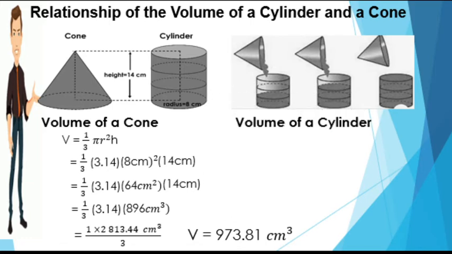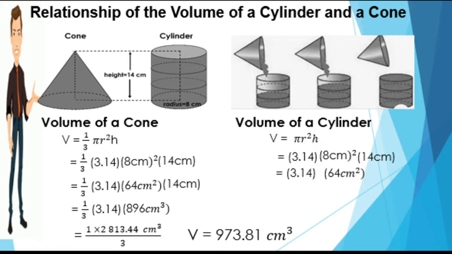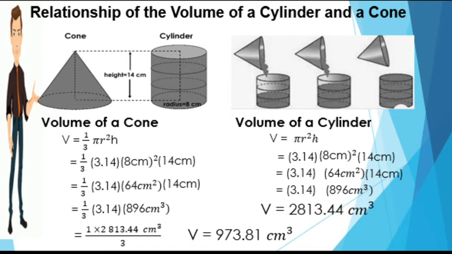Okay, for the volume of a cylinder. So, again, since the volume of a cone is only 1/3 pi r squared height, the cylinder has a formula of pi times r squared height. And to substitute, that is 3.14 times 8 centimeter quantity raised to the second power times 14 centimeter. So that is equals to 3.14 multiplied by 64 square centimeter times 14 equals 3.14 times 896 cubic centimeter. Therefore, the volume of a cylinder is equals to 2,813.44 cubic centimeter.